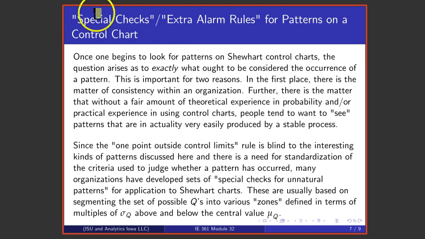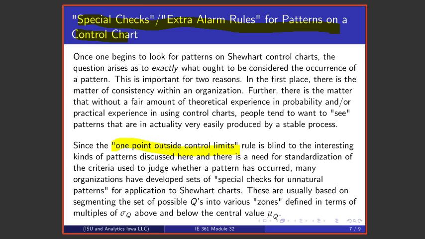There are various sets of rules for declaring what a pattern is. Special checks, or quote-unquote extra alarm rules, extra beyond a rule that says as soon as you get a point outside the control limits, you have a reason to investigate.